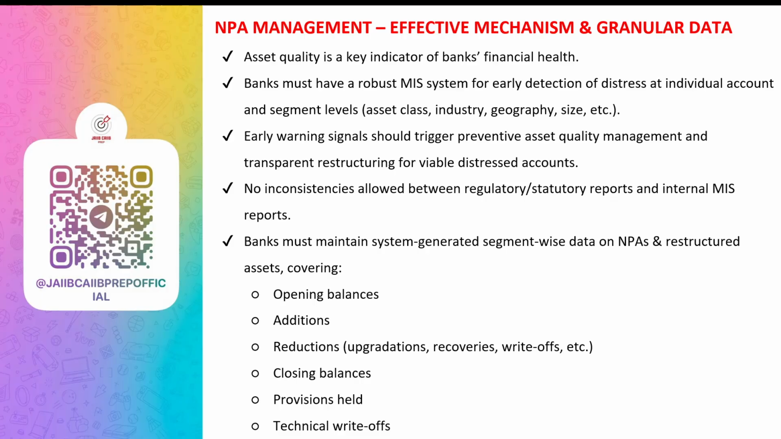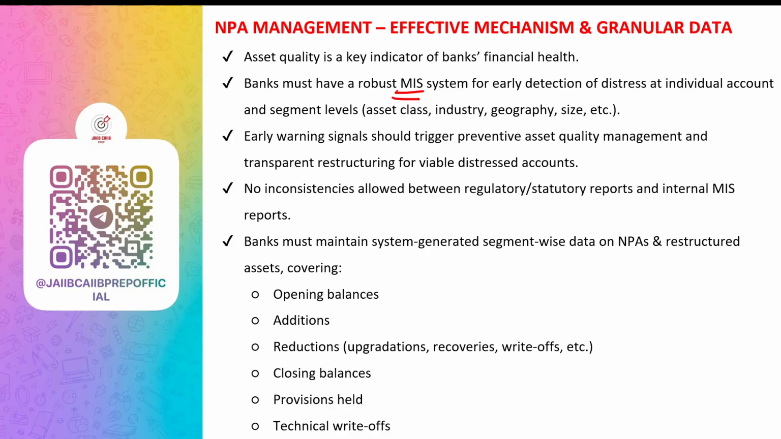Banks should put in place a strong MIS system to detect early warning signals of financial stress at individual level or at segment level. For example, at individual level, one borrower showing repayment issues, or at segment level, a problem in an industry or geographic region. They should use these warning signals to create a preventive asset quality management system. This includes transparent restructuring, and the aim is to preserve the economic value of the borrower and the business.